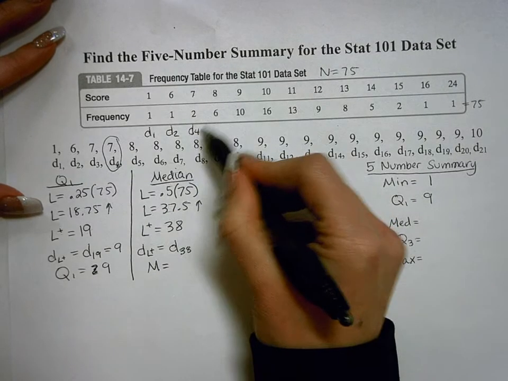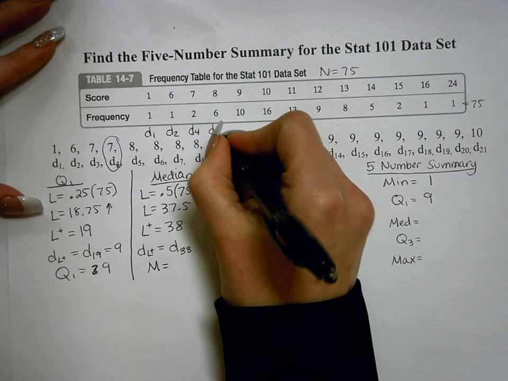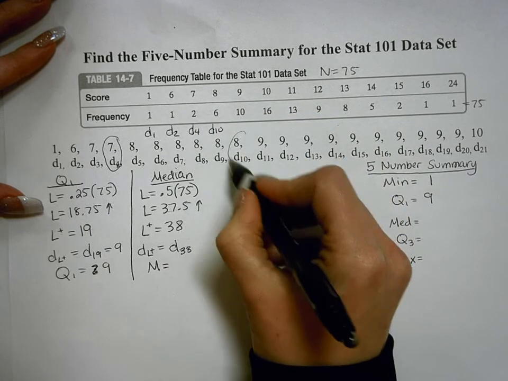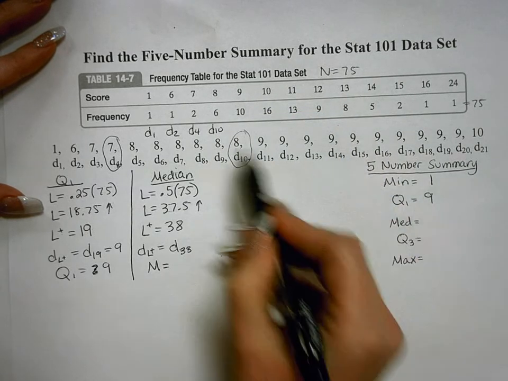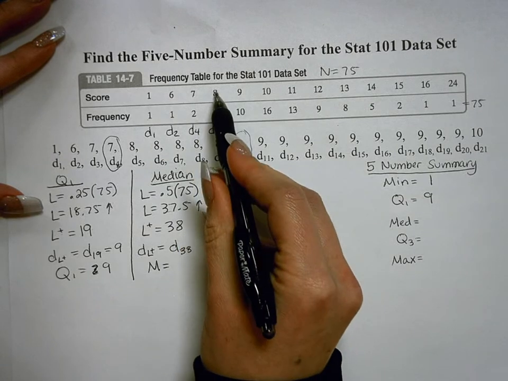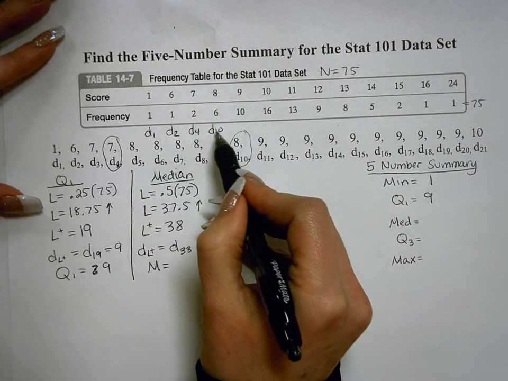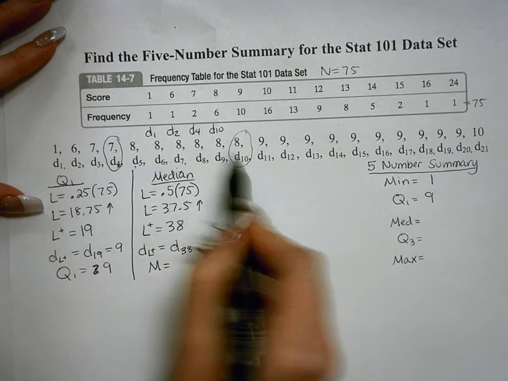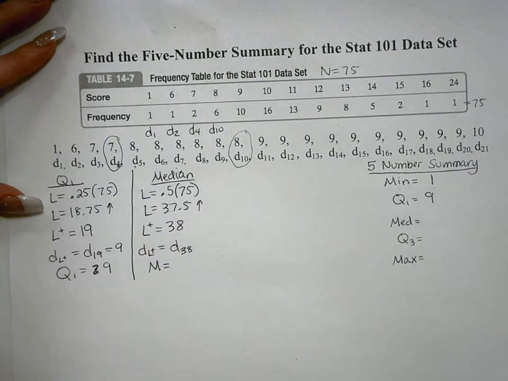So then if I go 4 plus 6, I get D10. And that, D10, is my last 8. Which tells me after D4 would be D5. That tells me that there's nothing but 8s from D5 all the way up to D10. And if you look here, from D5 all the way up to D10, there's nothing but 8s.